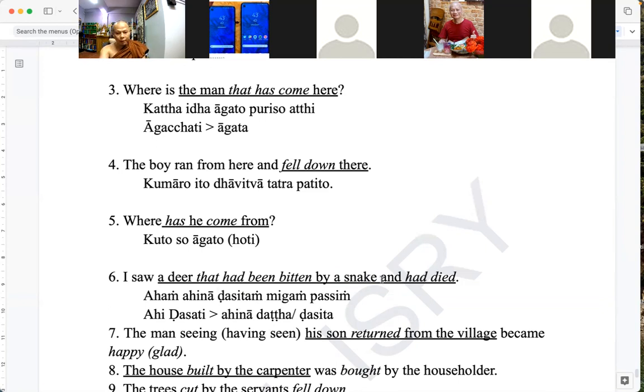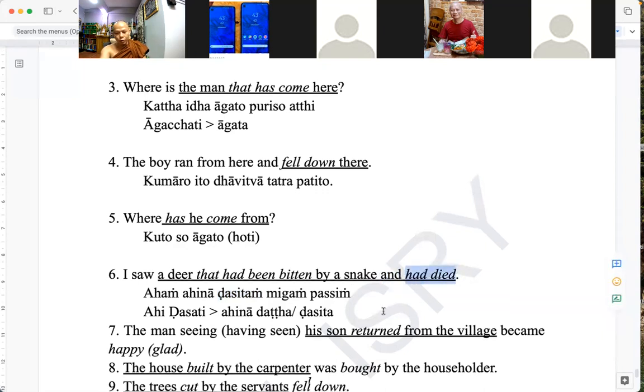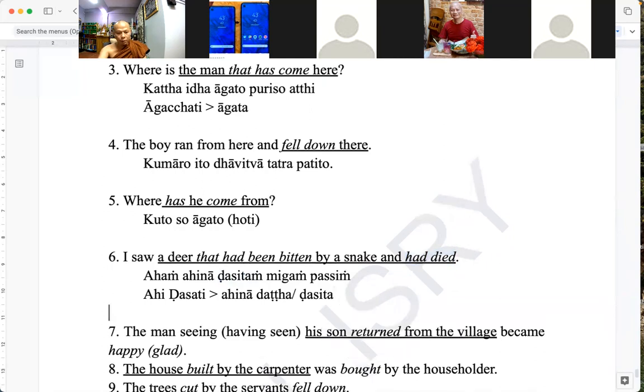And then here, "and had died." So the "and" is actually, you know, the daṭṭha can be understood as a gerund, but the past participle also can be understood as a gerund. That is why we don't need to change the case or something. Just daṭṭha is okay. So that is why we don't need to translate the "and."